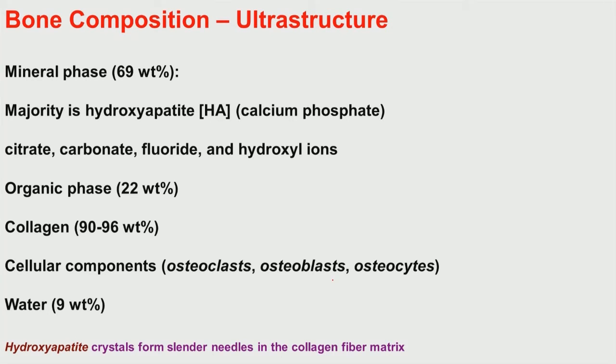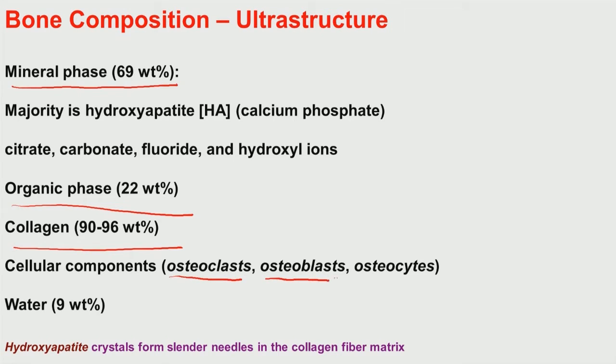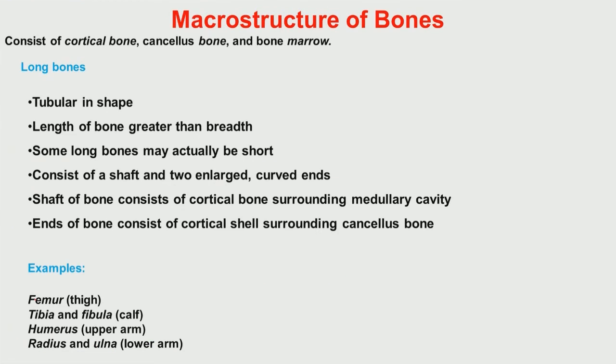As far as the gross composition of natural bone is concerned, the mineral phase is 69%, and the majority is hydroxyapatite, or non-stoichiometric hydroxyapatite to be precise. The organic phase, the collagenous protein phase, is about 22%, out of which collagen is 90 to 96%. There are also cellular components, particularly osteoclasts, osteoblasts and osteocytes, which were referred to multiple times in earlier lectures. Osteocytes are the more matured bone cells. Among the mineral phase, in addition to an abundance of hydroxyapatite, you have citrate, carbonate, fluoride and hydroxyl, and water is around 9%.